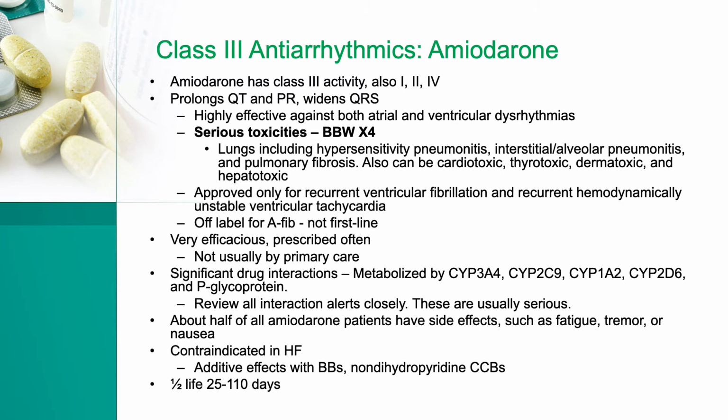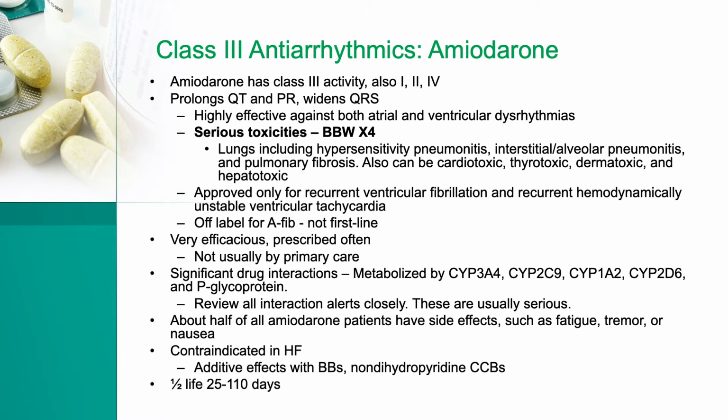Amiodarone has hundreds of interactions and a plethora of side effects, but because of its efficacy, amiodarone is one of our most frequently prescribed antidysrhythmic drugs, and it can be used for atrial and ventricular rhythms, but it's pretty much off-label for AFib. It's not the first line. Explain that about half of all amiodarone patients have side effects, such as fatigue, tremor, or nausea.